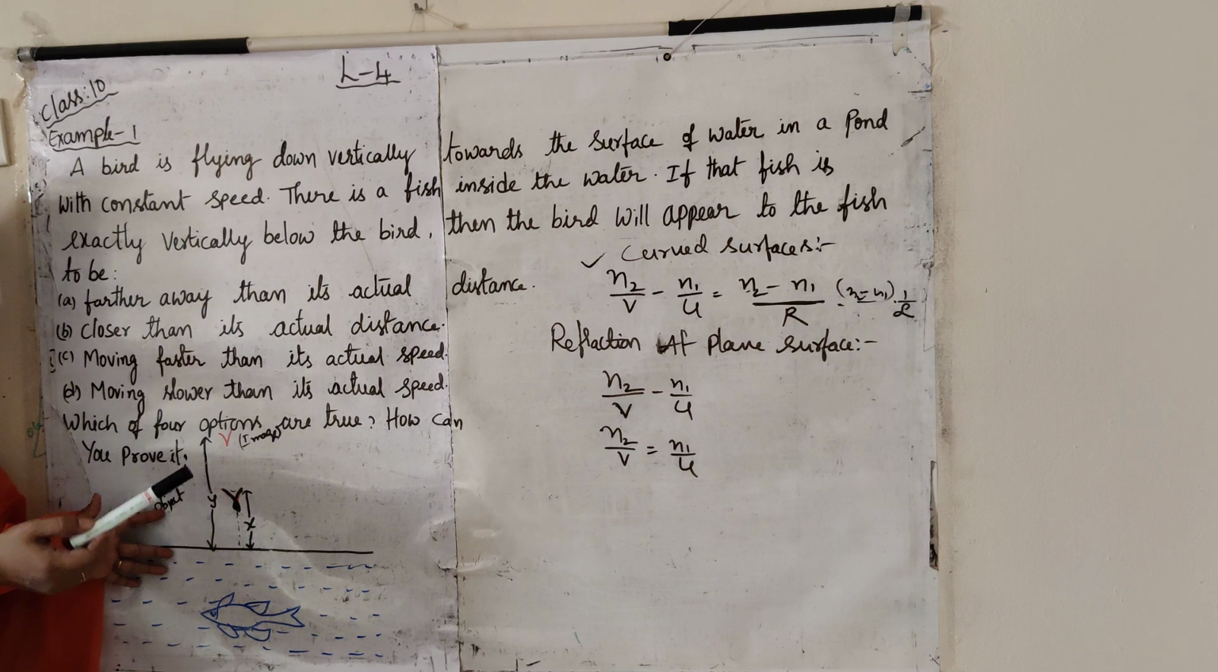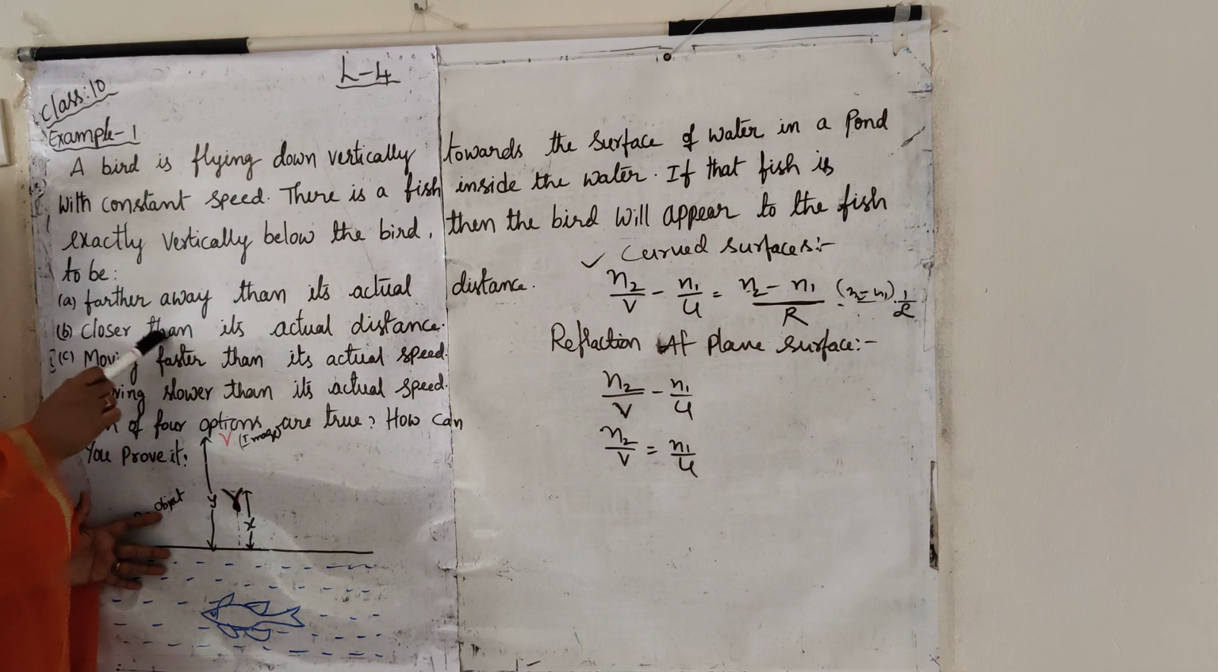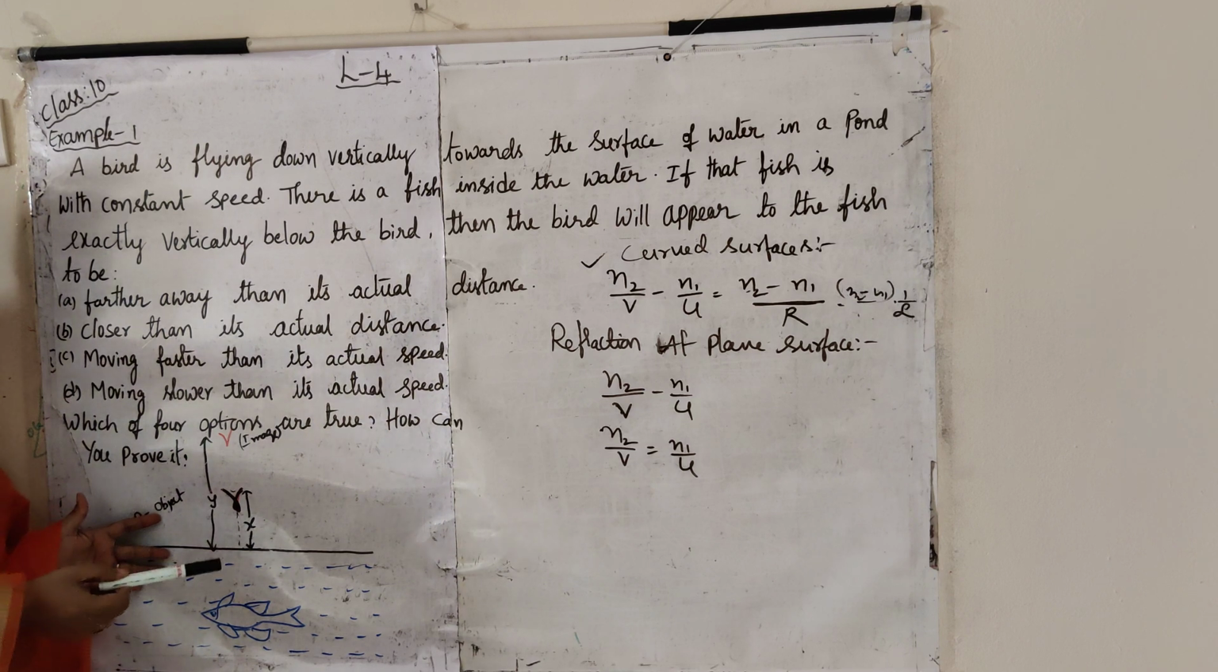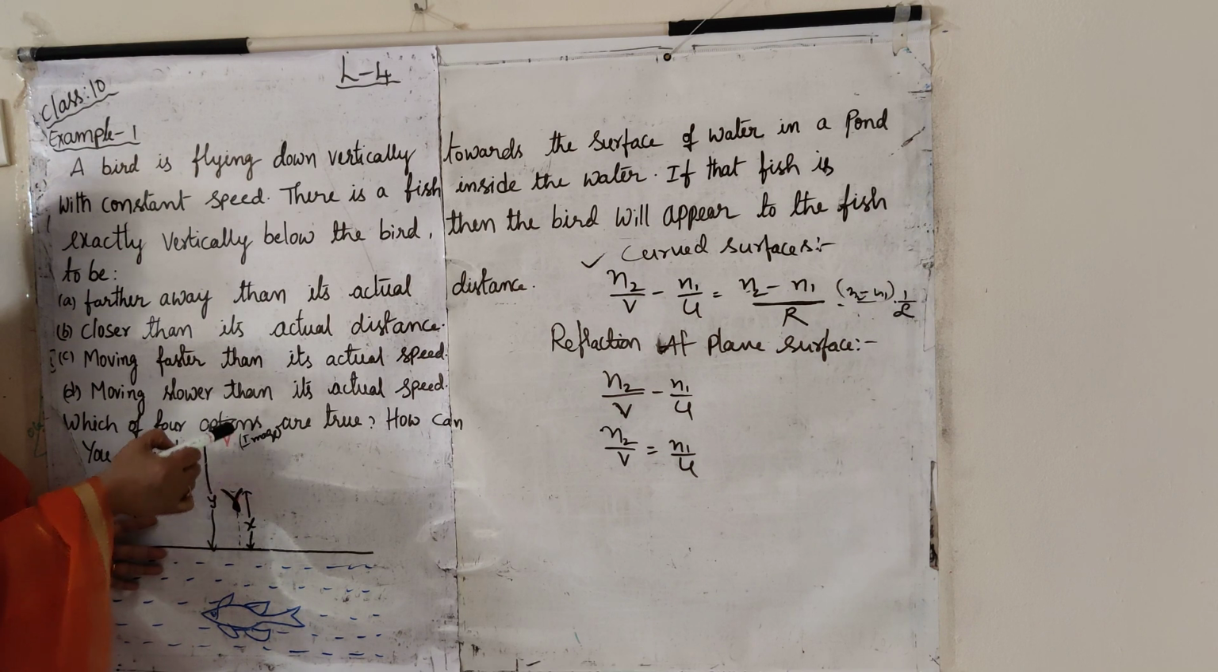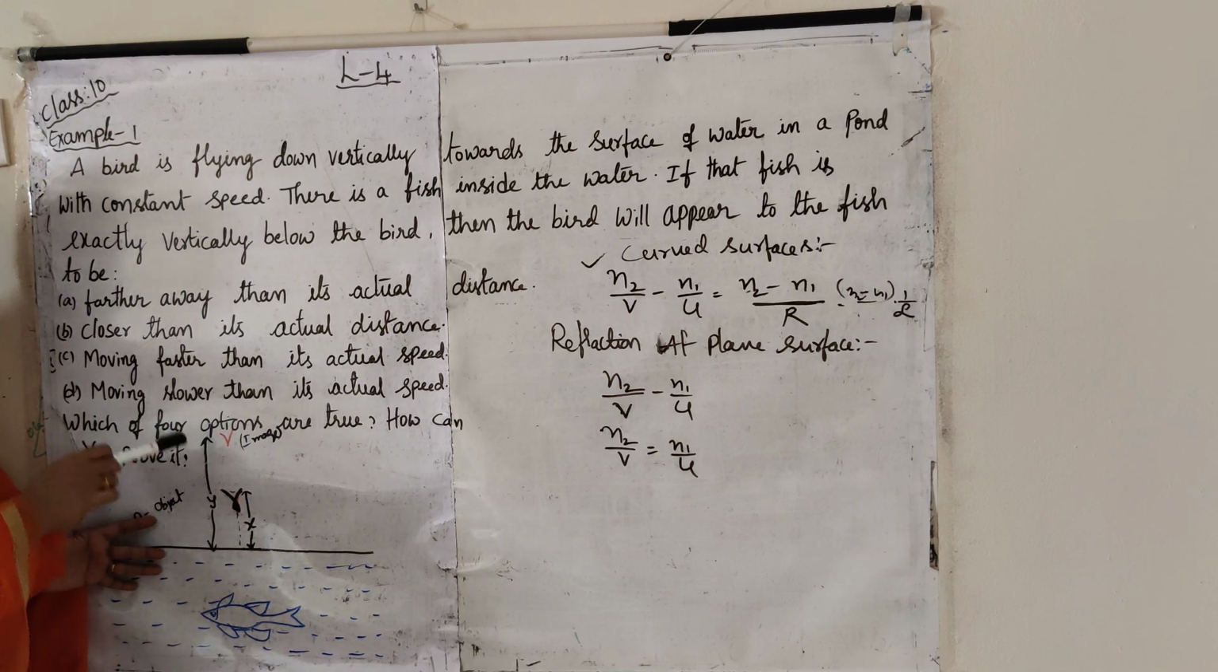Means for the fish, the bird appears to be flying farther from the actual distance or closer. That is one option. Next, the speed: moving faster or moving slower. Why? Because the bird is in one medium and the fish is in another medium, so definitely refraction of light takes place. Refraction of light means the light ray bends and travels. Due to that reason, the bird appears differently. How does the bird appear for the fish inside the water? The bird is in the air medium, so for that we have to find out.